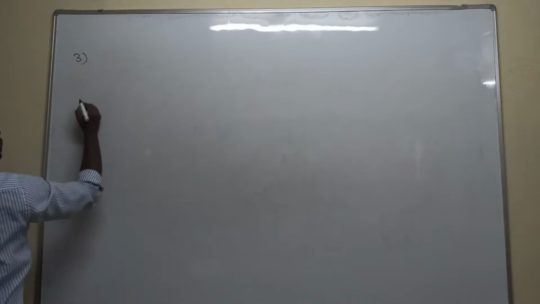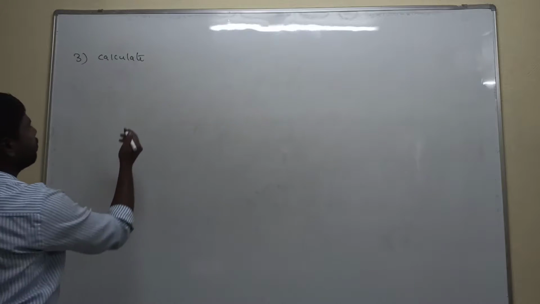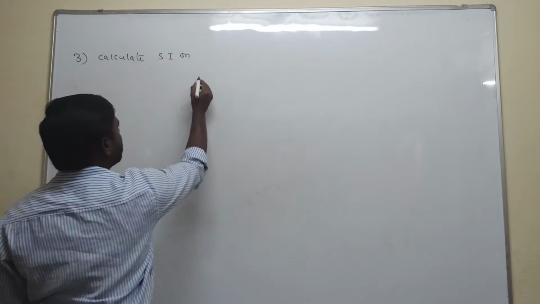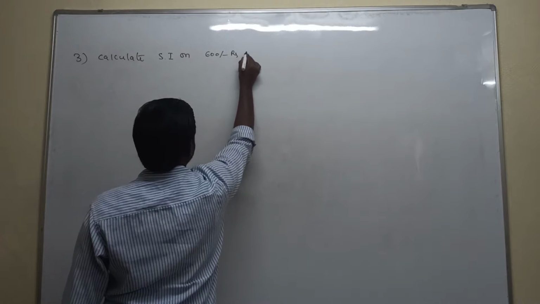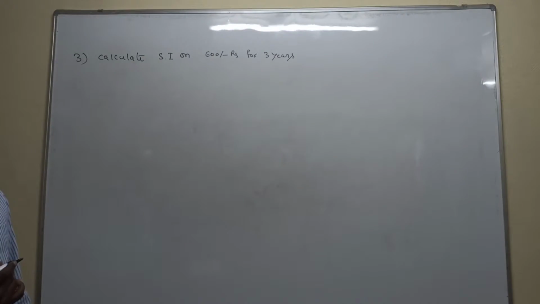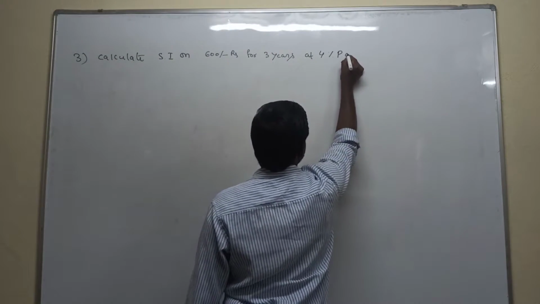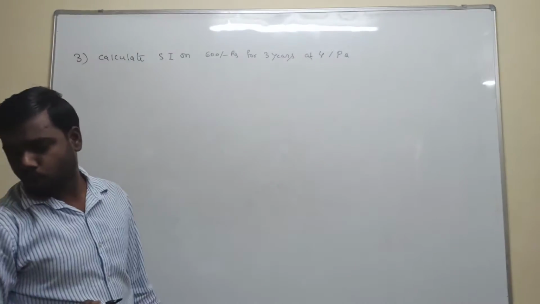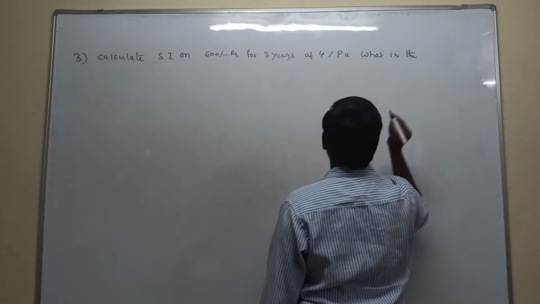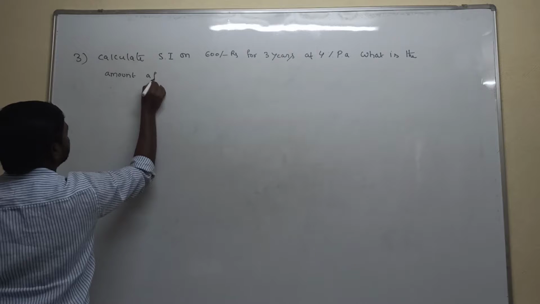Next, the third question is: calculate simple interest on 600 rupees for 3 years at 4% per annum. What is the amount after 3 years?